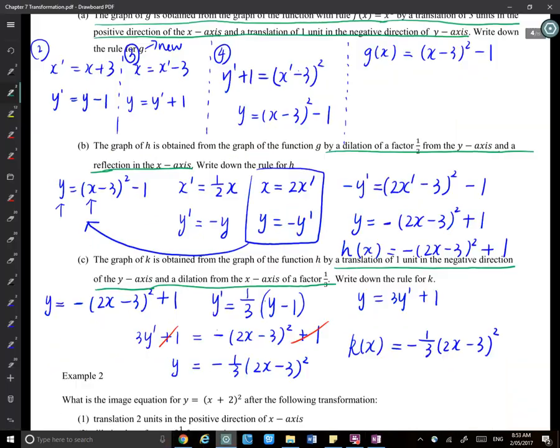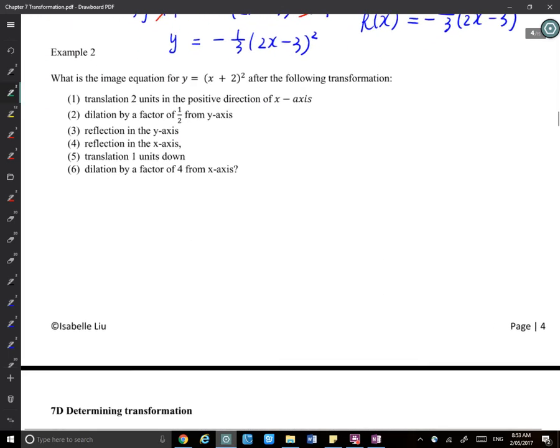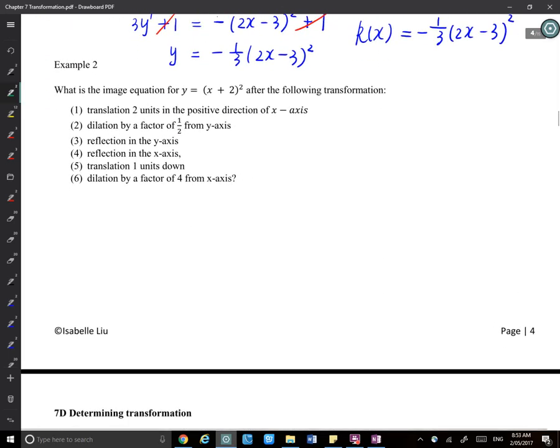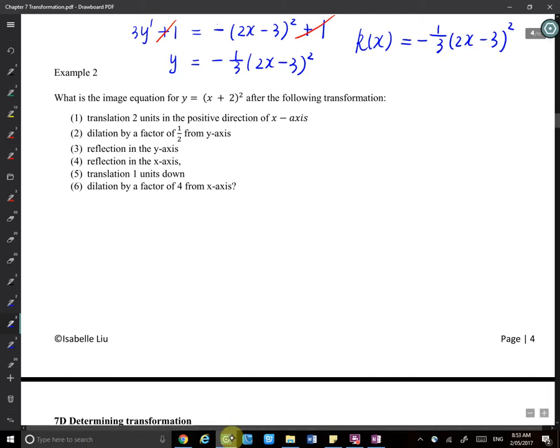Okay, if you don't quite get it, it's okay. We have example 2. Example 2 will be exactly the type we just talked about. Example 2 says, what is the image equation for that? Okay, that's the original one.